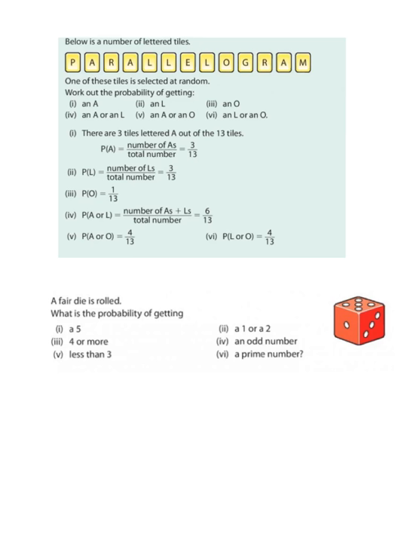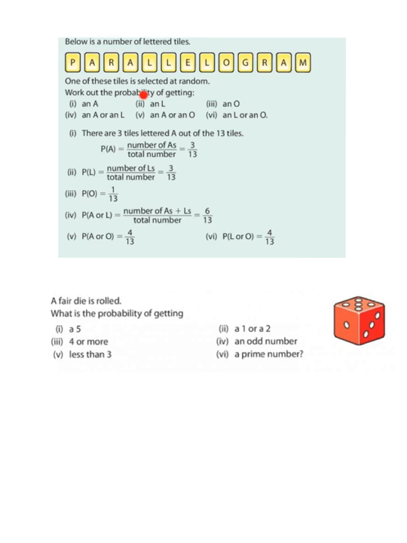Okay guys, we'll do another example. This example states, below is a number of letter tiles. If you look at all those tiles, they spell the word parallelogram. One of these tiles is selected at random. You see that an awful lot at the start of every question. What it means is that each tile has an equal chance of being selected. They'll always say that, so it's not biased.